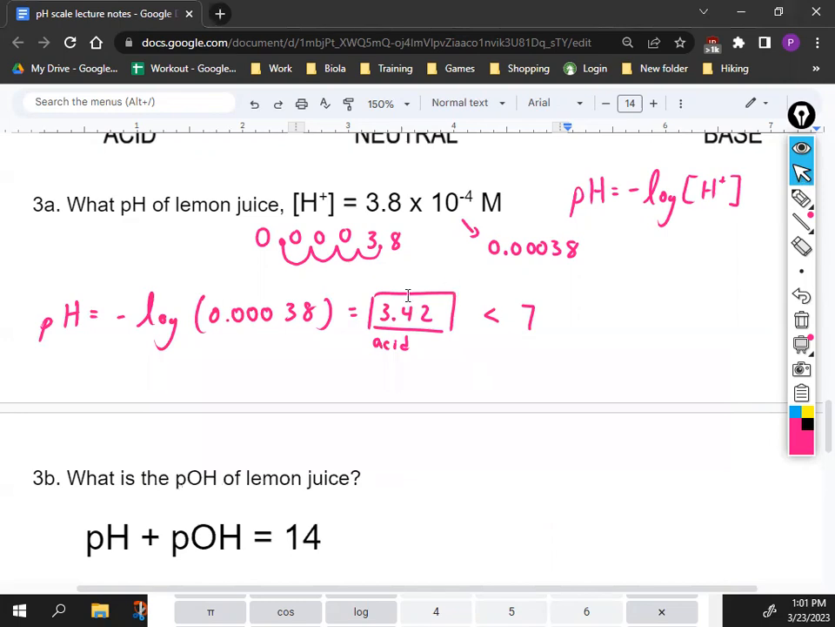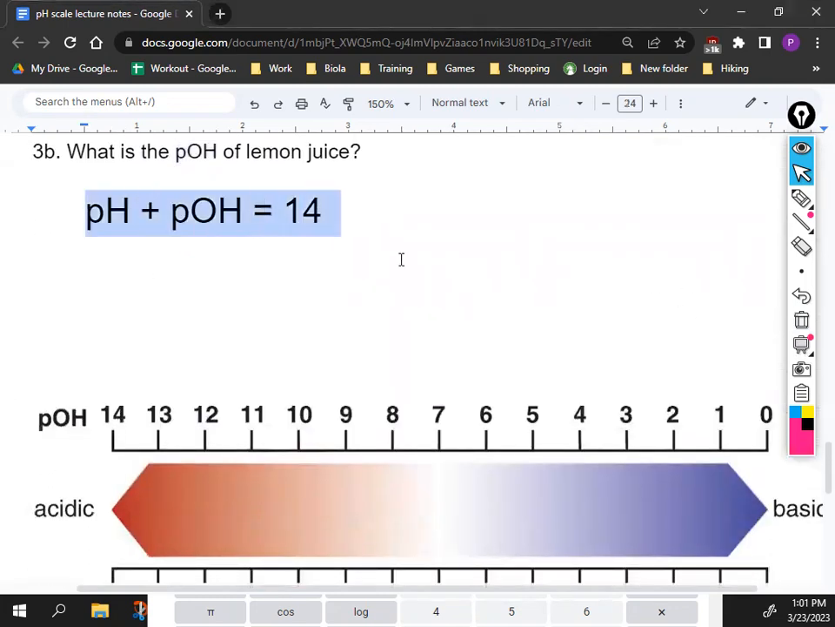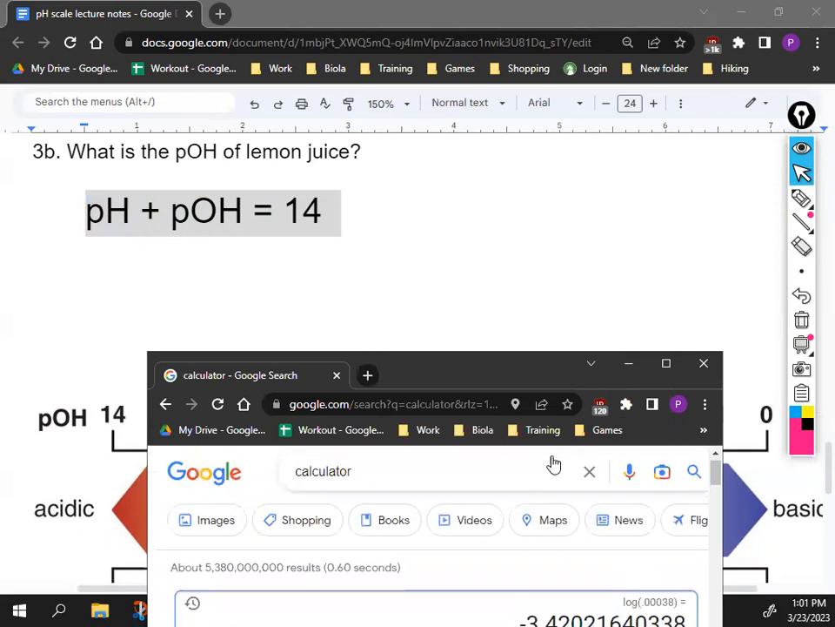Now, pH is one way to measure if something is acidic or basic. But there is another metric that we can use. The other metric is pOH. Now pOH is kind of the opposite scale of pH, and I'll show you guys how to use the formula for pOH. It's very simple. Make sure you guys write this equation down. If you add pH and pOH, it's always going to equal 14. So pH and pOH is always going to equal 14.